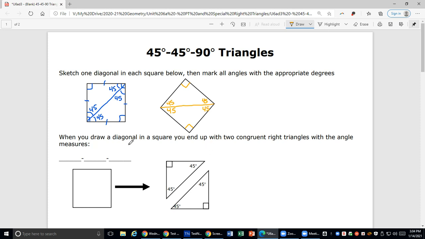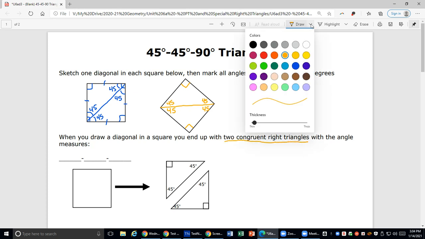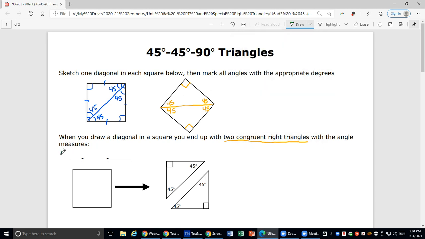So when you draw a diagonal in a square, you end up with two congruent right triangles with angles that measure 45 degrees, 45 degrees, and 90 degrees. And when you look at the square, you're going to have two sides here that are the same, and then you're going to have the hypotenuse, which will of course be longer than these two sides. So you're going to have a leg here that's exactly equal to the leg here.